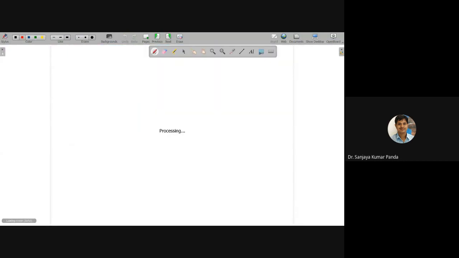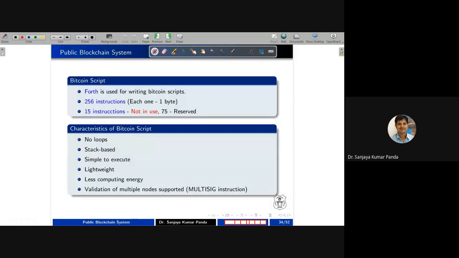Now, the next point of discussion is the Bitcoin script. I will show you two scripts as I told you. There is a very popular programming language called Forth. You can install it also, and you can install its IDE also, and it is used to write the Bitcoin script. Like you have studied microprocessors, you have seen different kinds of microprocessors: 8085, 8086, 80286, 386, 486, like that.